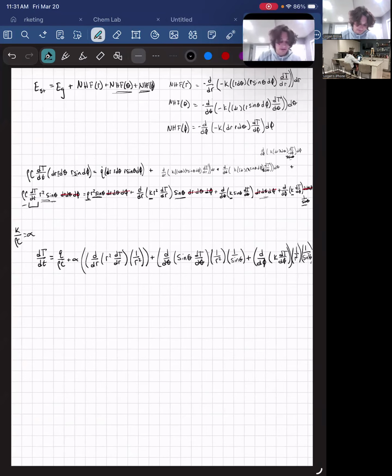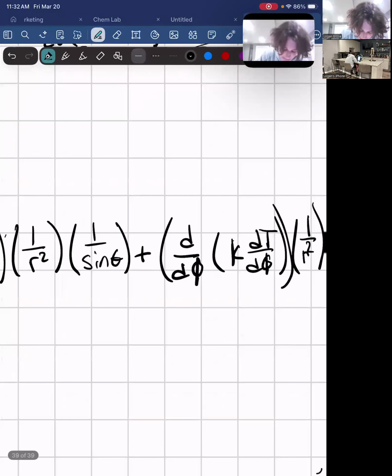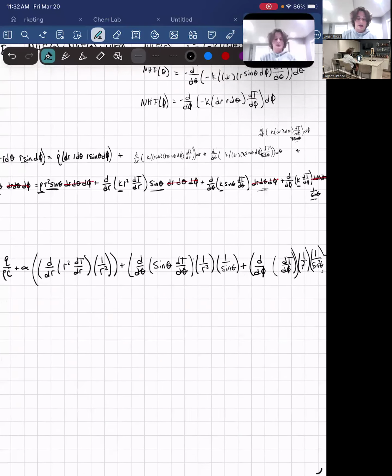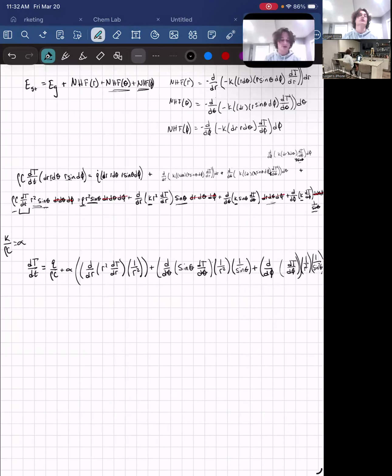And so when we look at this, we see that I accidentally left in a k here. This k is not there. We factored it out. And so this equation here is our 3D heat diffusion equation for spherical coordinates. It's a lot larger than the other two. There's less simplification that can be made.